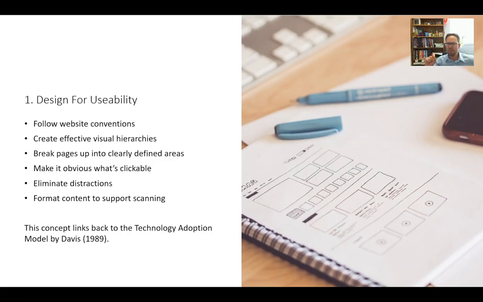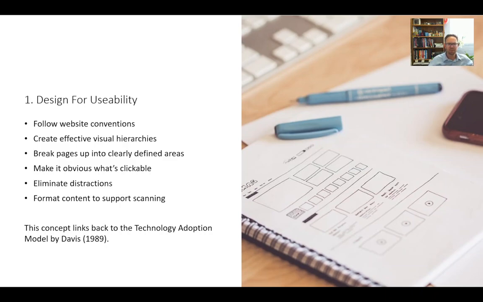And then last one, format content to support scanning. When we open up a web page, we do not read every single word. We look at it and we scan our eyes through it, right? So if that's what users do, we should be designing websites to facilitate that behavior. There's not much point saying, I want to design a website and I want my customers to read it, knowing full well, and the science shows us this, that customers don't actually read websites, they scan them, right? And by scan, I mean quickly looking through it.